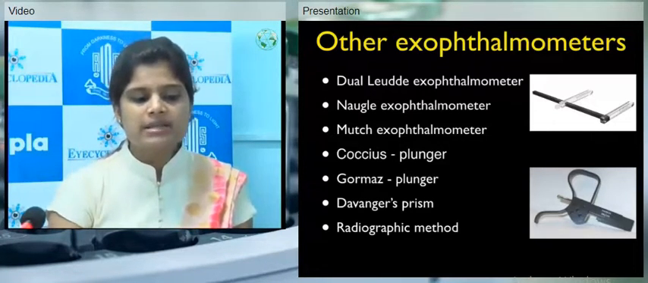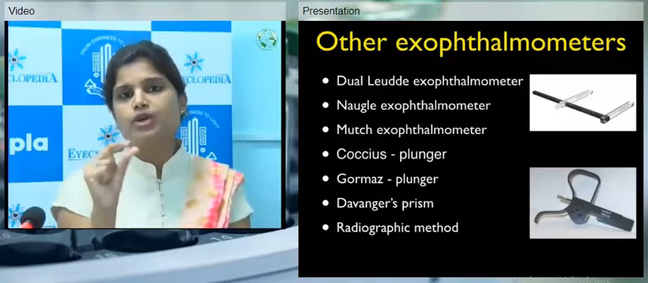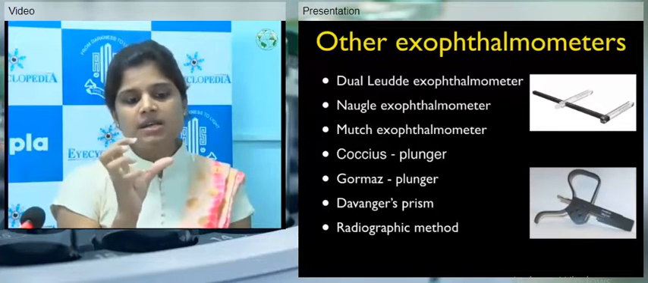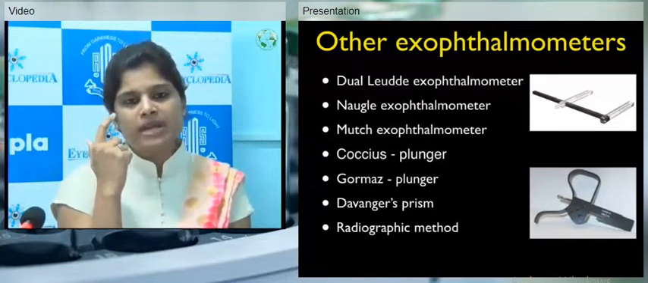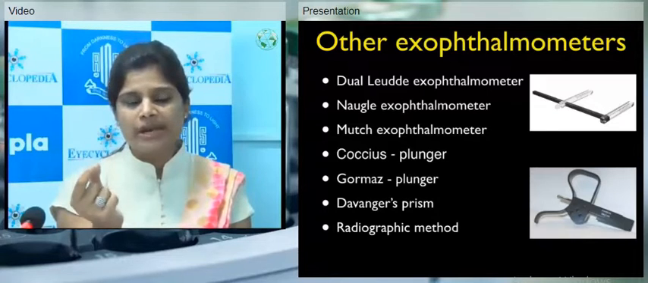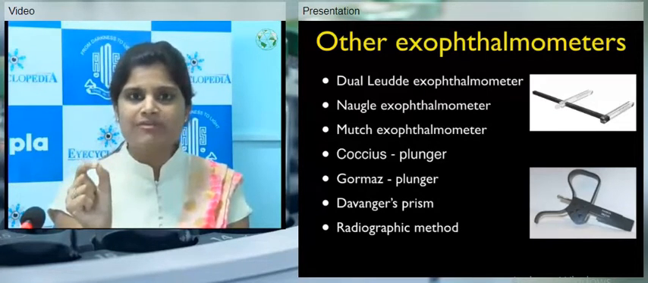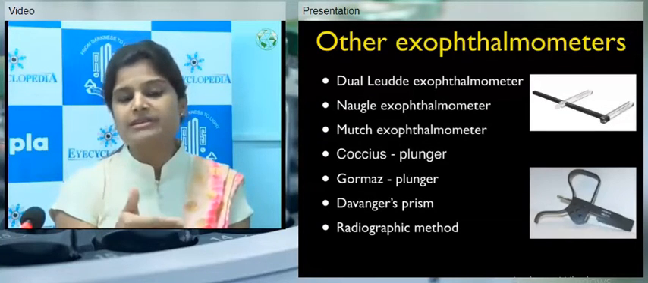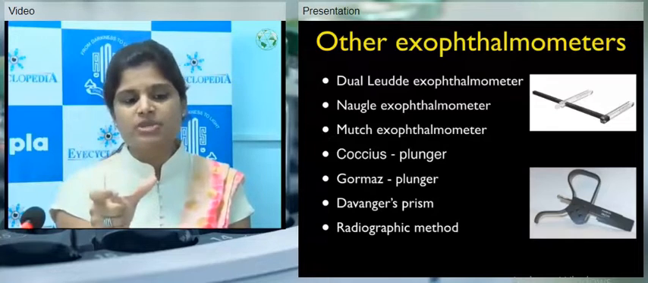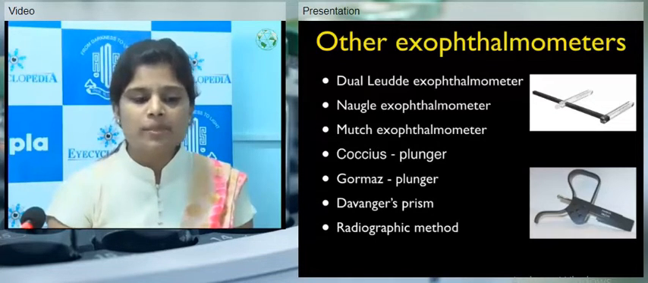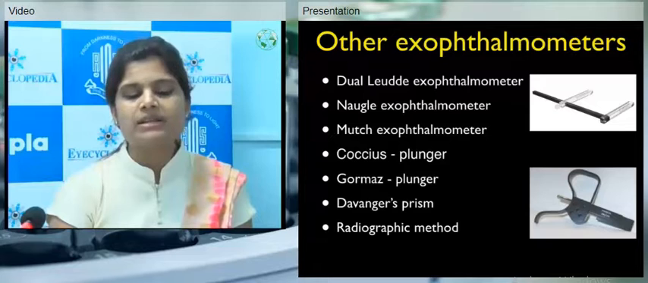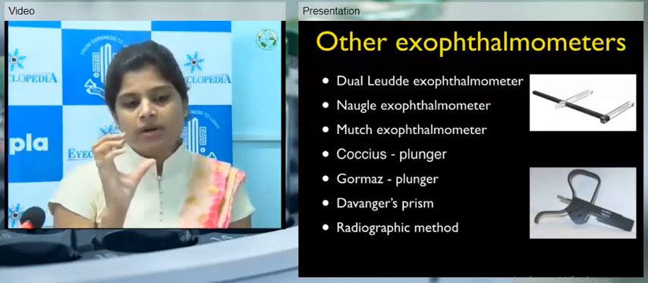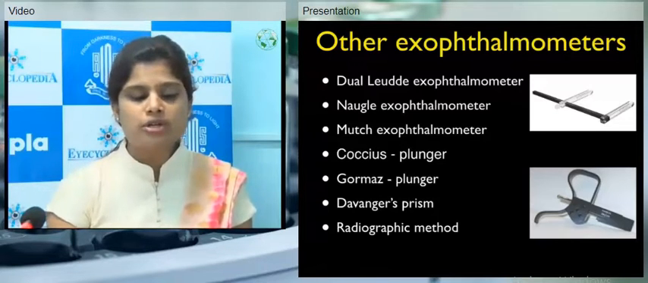The other method is the radiographic method. That means a radio-opaque lens is placed on the cornea and then a CT is taken, and then you take a bony reference point and measure the distance between that bony reference point and the radio-opaque material on the contact lens. That gives you a measurement of proptosis. So that is one method that can be used if there is any disturbance of the bony landmarks where the most commonly used exophthalmometers are not suitable.